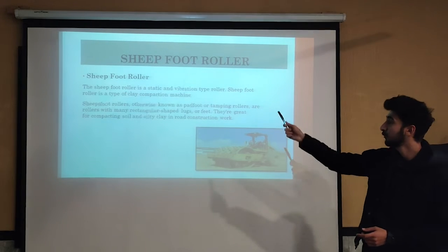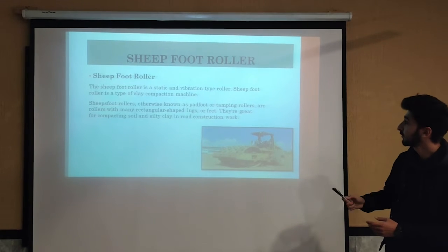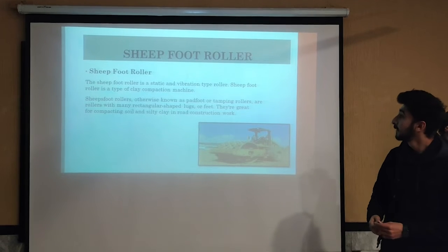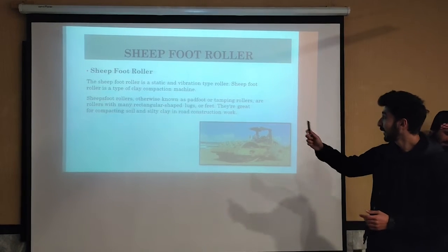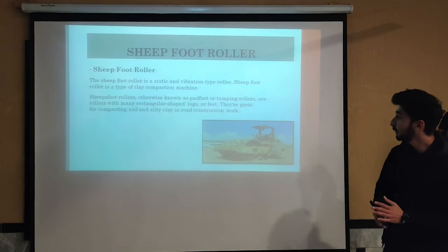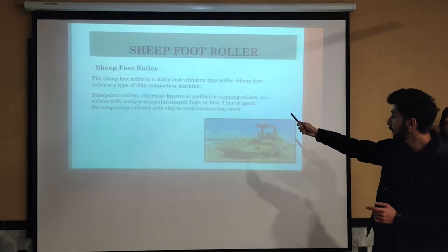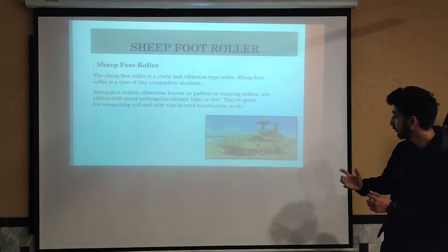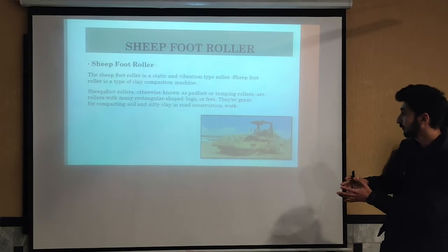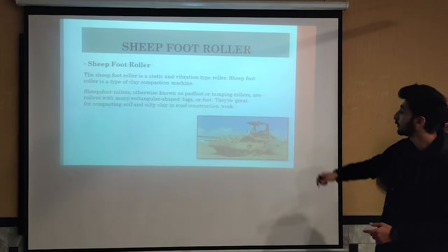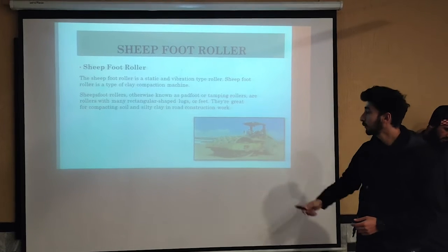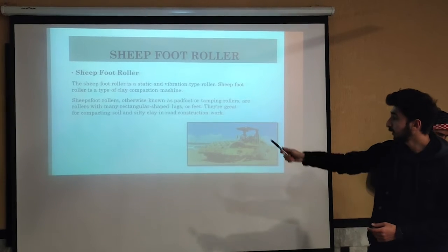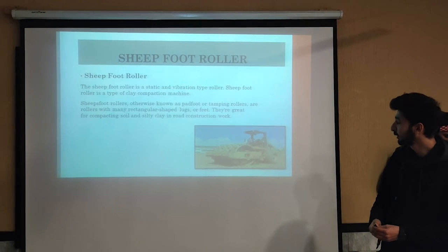The next one is the sheep foot roller. The sheep foot roller is a static vibration type roller. It is a type of clay compaction machine. Sheep foot rollers are otherwise known as pad foot or tamping rollers, because, as you can see, there are pads on the main drum, or the front drum, and because of that they are known as pad foot and tamping rollers. They are rollers with many rectangular shaped lugs and feet. These are also called the lugs on the drum. They are great for compacting soil and silty clay in road construction work.